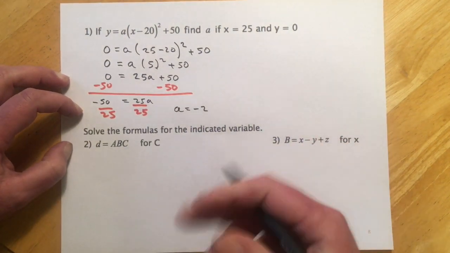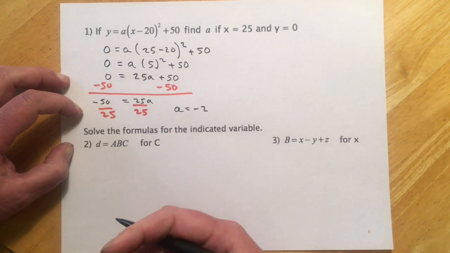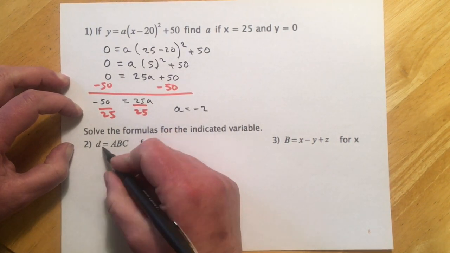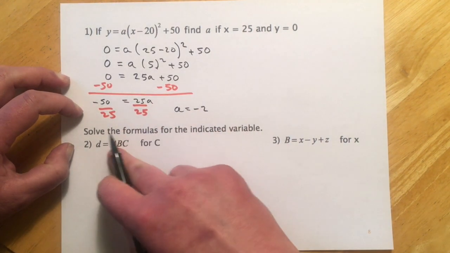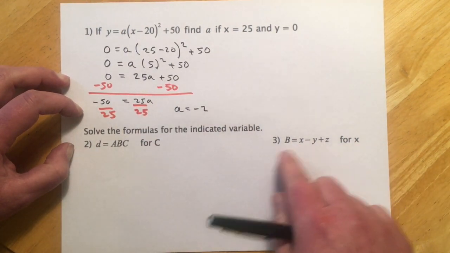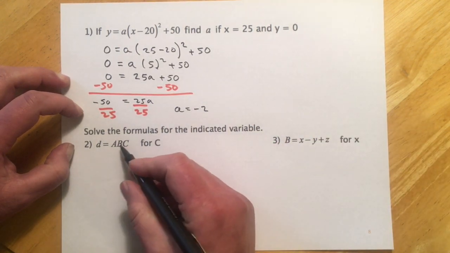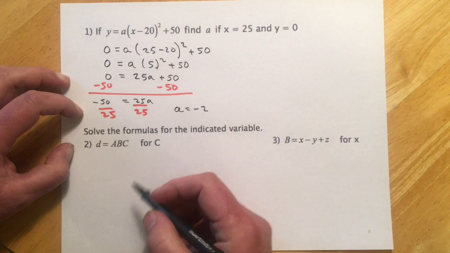These next couple are solving for an indicated variable, and so the same things we saw back in the last couple sections apply. When we have multiplication, we're going to use division to undo it. When we have addition, we'll use subtraction, and vice versa. So the same properties are in play here. It's just now it's letters instead of numbers.